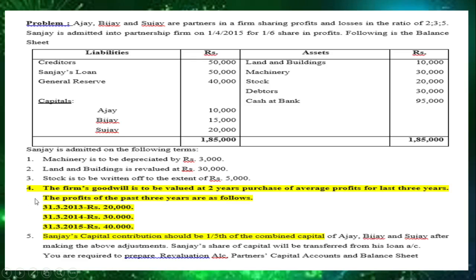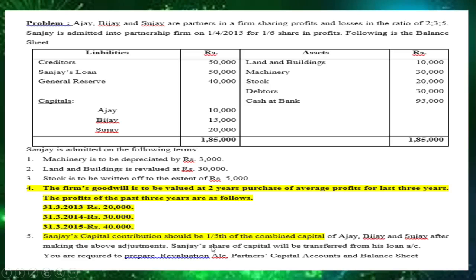After that, they are given goodwill valuation. Goodwill is to be valued as 2 years purchase of average profits for the last 3 years. So here, instead of the goodwill amount, they have given goodwill calculations. So here, we need to calculate the goodwill amount based on this formula. So that is the special adjustment of this particular problem.